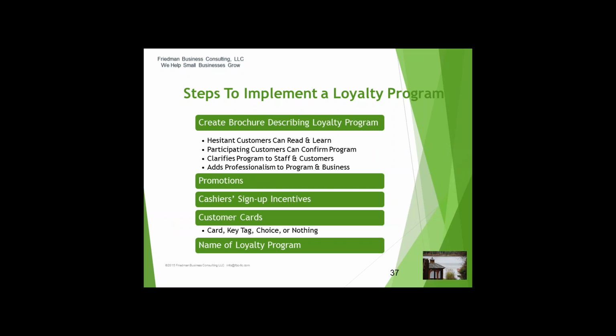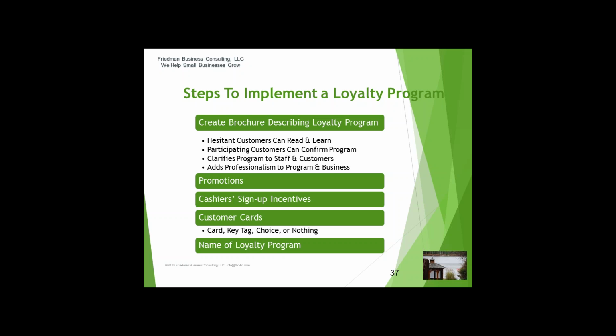I do recommend creating a brochure also. Hesitant customers can read it. Participating customers can confirm it. Some people take it home and make sure you stick to what's in there. It is a fantastic training tool for your staff, because any staff member needs to understand the loyalty program inside and out. They'll eat and breathe it. And that brochure is their live tool for it. And certainly add some professionalism to it.